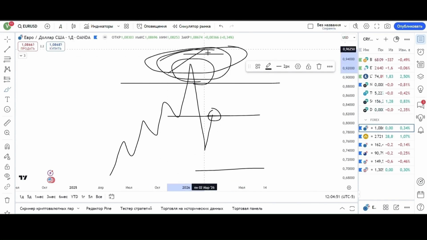So here we have, or rather had, some target that we removed. We removed it, went down, made a break, gave a retest, and now we can enter here. Something like that. Basically, that's all about order flow.